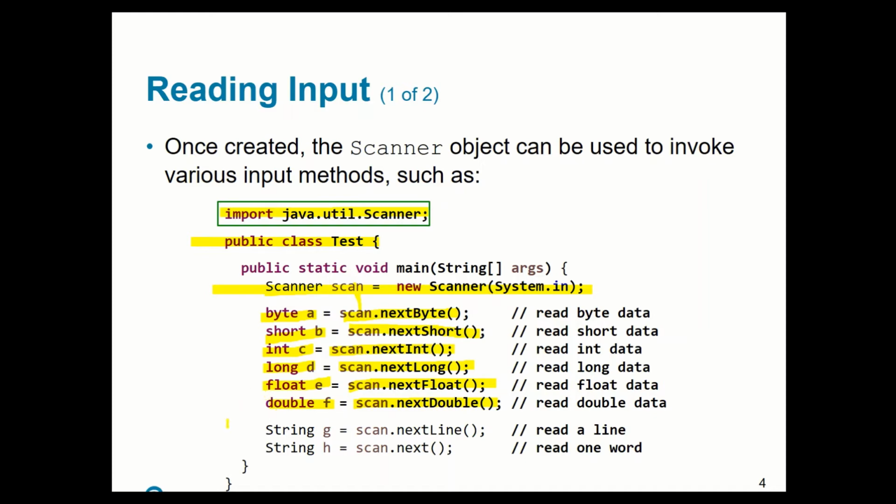If you want to read strings, you can use nextLine or next. These two are for string reading. The nextLine method reads one whole line, that is, all the contents entered until the user hits enter. However, the next method will only read one word. So if you want to read a whole line, use nextLine, and if you want to read just one word, use next. We will look at detailed examples shortly.